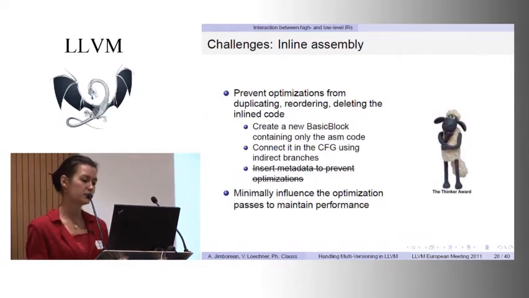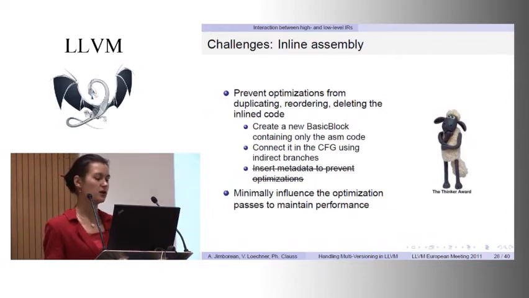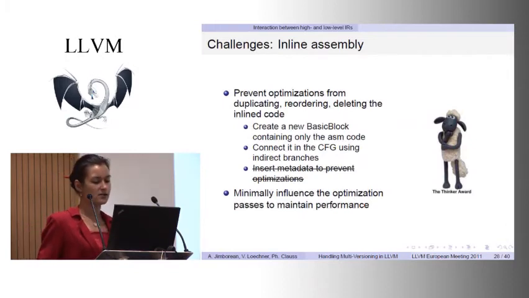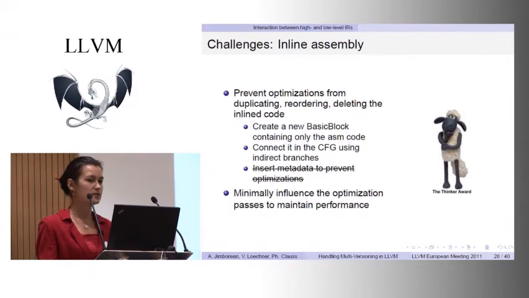Another strategy would have been to insert metadata information on all this inline assembly code that does not have to be optimized, but this is really a headache because then you have to maintain all the LLVM passes and all the new LLVM releases with the new metadata information. So you have to make the new LLVM releases aware of your attached metadata. So this was not a good idea. We want to minimally influence the optimization passes, but at the same time maintain performance. I'm not sure whether this is the best strategy. Again, maybe you have better solutions. I'm happy to listen to them.